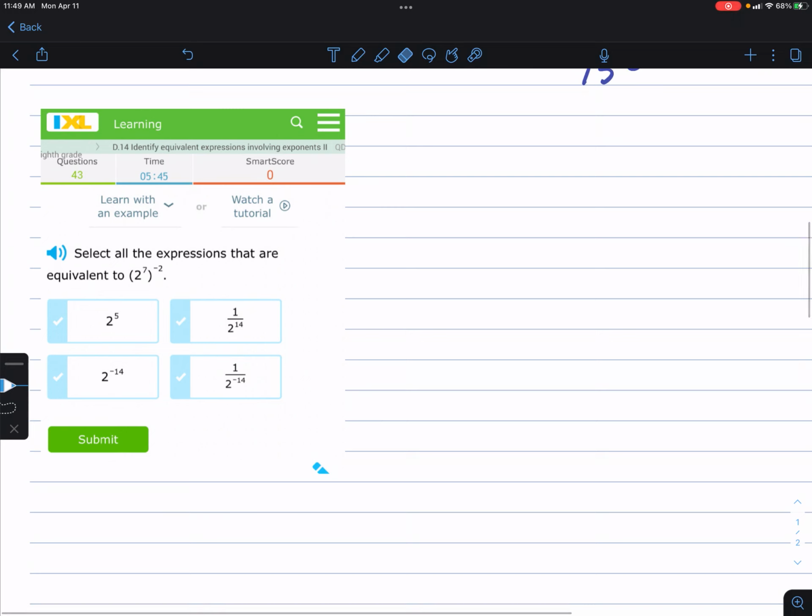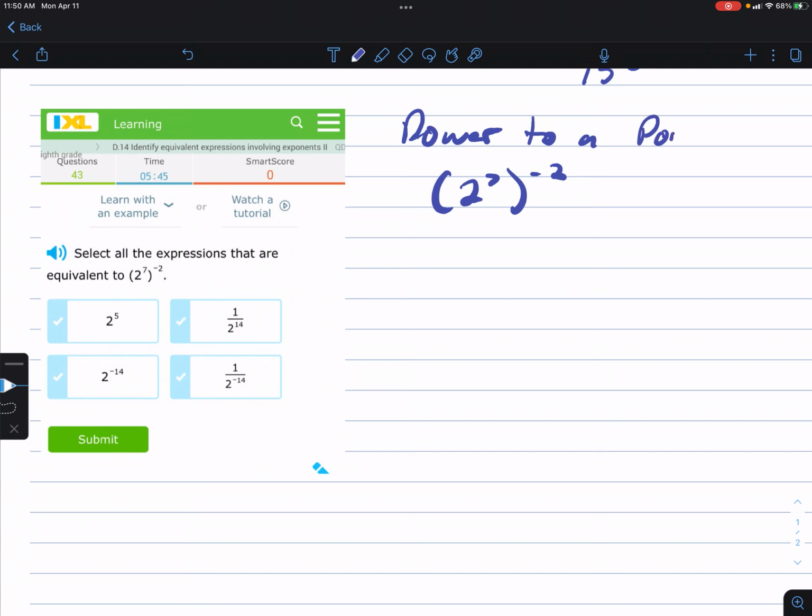All right, this example. Select all the expressions that are equivalent to 2 to the 7th power raised to the negative 2 power. So this would be a power to a power, which was another one of those properties at the bottom of the reference sheet I sent you. Whenever you have a power to a power, you just multiply. So this would be 7 times negative 2. So it'll be 2 to the negative 14th power. Well, that's this one right here.